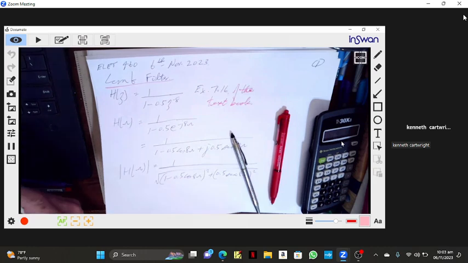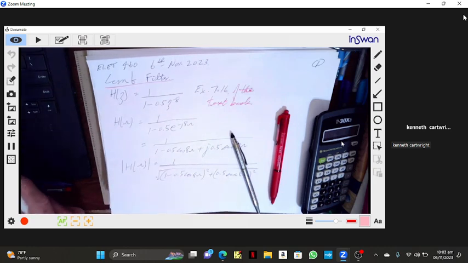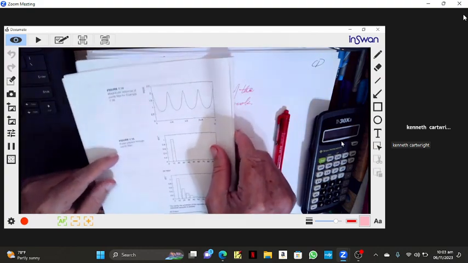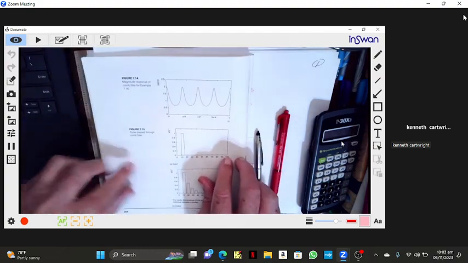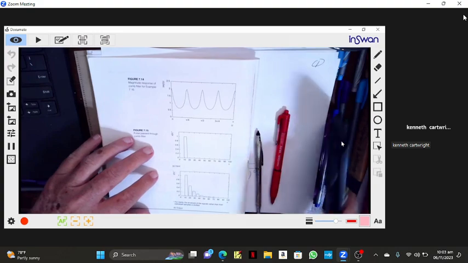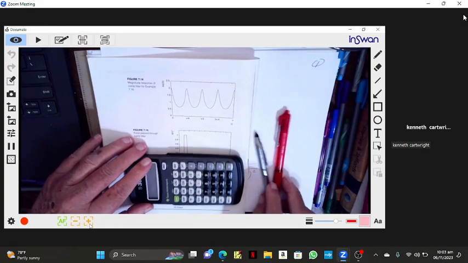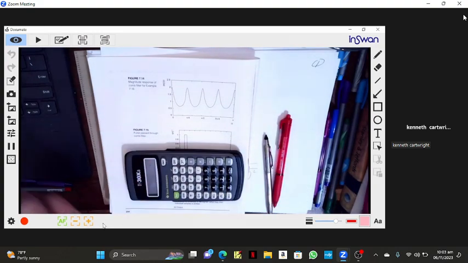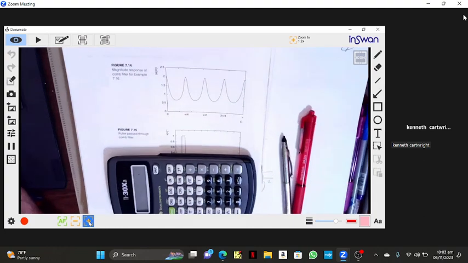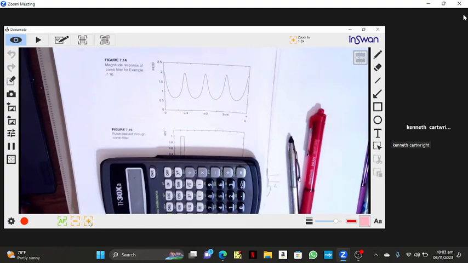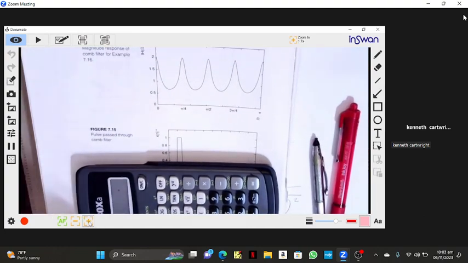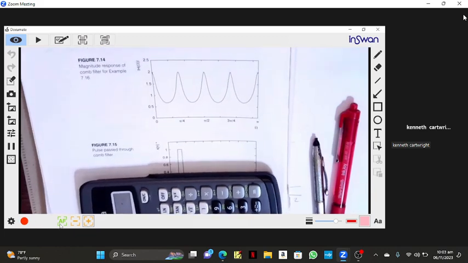When we plot that, we get the top diagram. And that's the magnitude response.